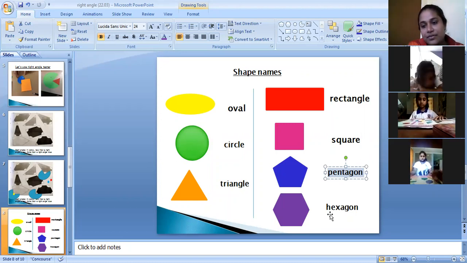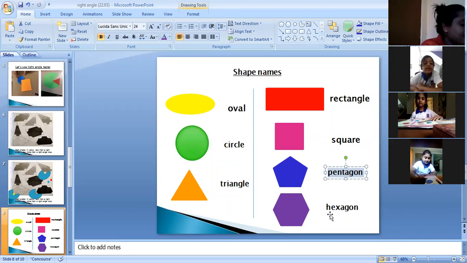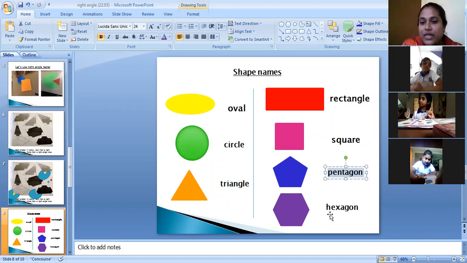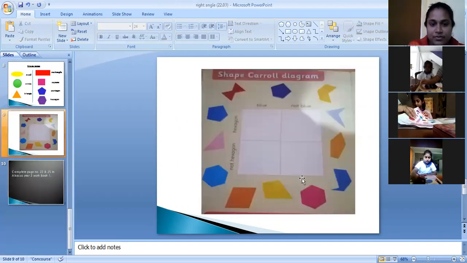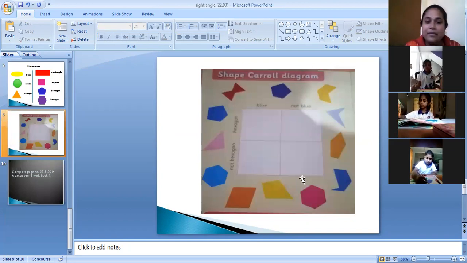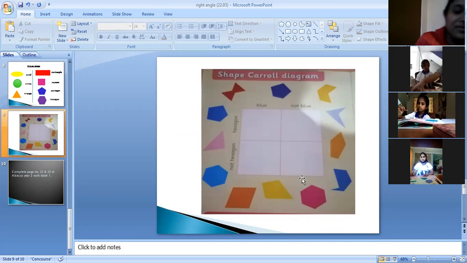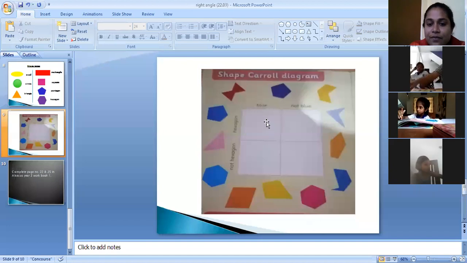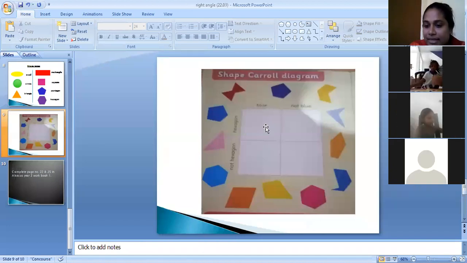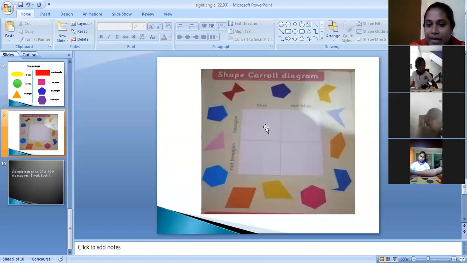Have you finished? Yes, teacher. Now on page number 22, there is an interesting activity. Shall we do that too? Look at my screen. I have that page. Now here it says, in this you have to match the shape with the space.